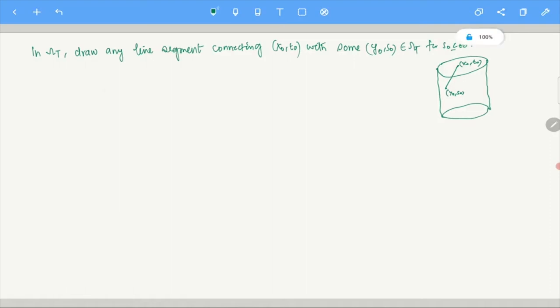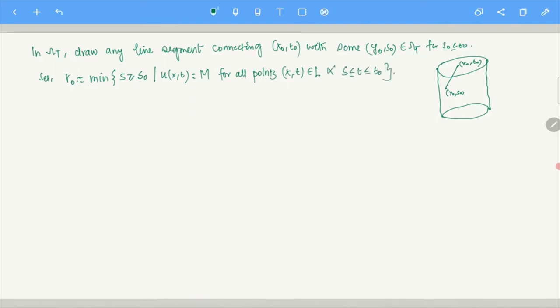So now what you are going to do is define this thing. Let's set r naught to be the minimum of, let me write it, I will explain what it is, s greater than or equal to s naught such that u of x,t equals the maximum m for all points x,t in L and s less than or equal to t less than t naught. So which points are we talking about? This is a definition: you set r naught to be the minimum of all such s.